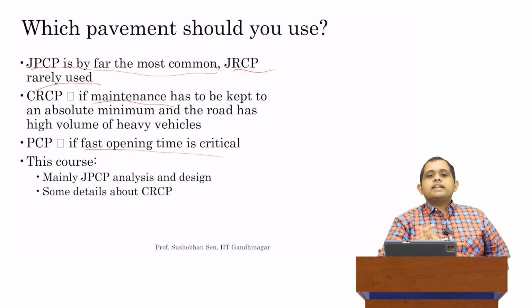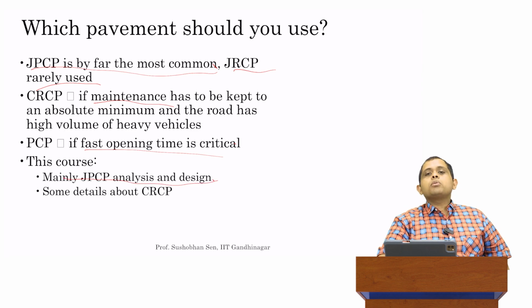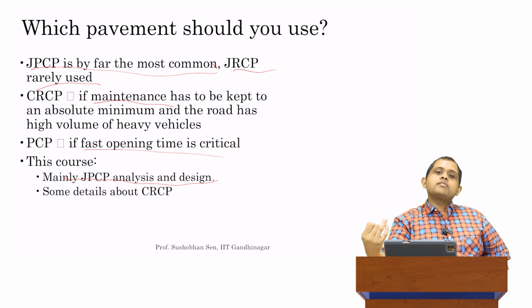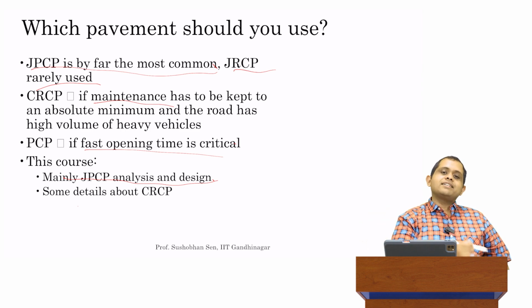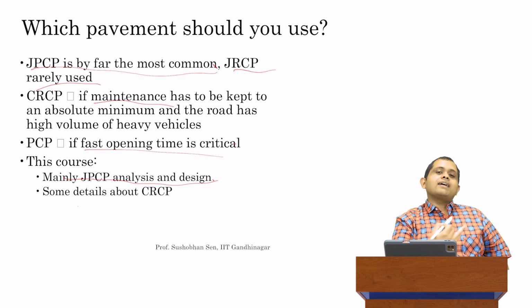So now what are we going to study in this course? In this course on analysis and design of rigid pavements, almost completely we are going to talk about JPCP, jointed plain concrete pavements. Again, this is because this is the single most widely used type of pavement, and the analysis and design of the other types of pavements is built as a variation of the analysis and design of JPCP. So if you understand how to analyze and design JPCP, it's only minor tweaks required to analyze other types.